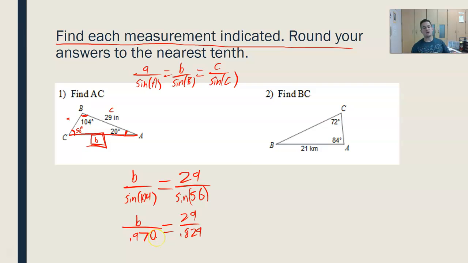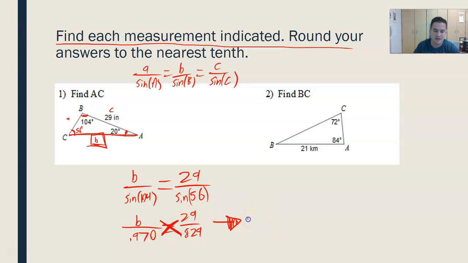0.970 and 0.829. Okay, now I need to solve for B. So the method to do this you may be pretty familiar with. I'm going to go ahead and cross multiply. Does that ring a bell at all? I'm going to cross multiply. So I'm going to transfer this equation and multiply each of these terms together.